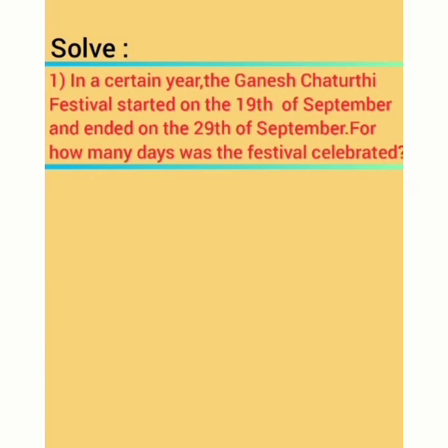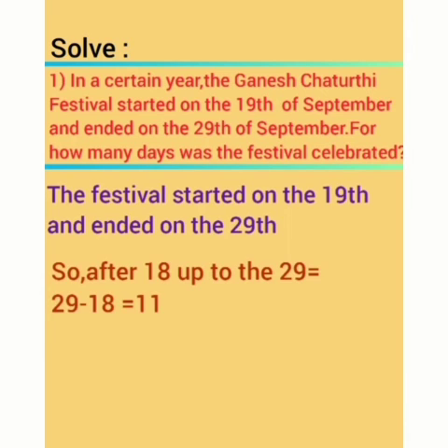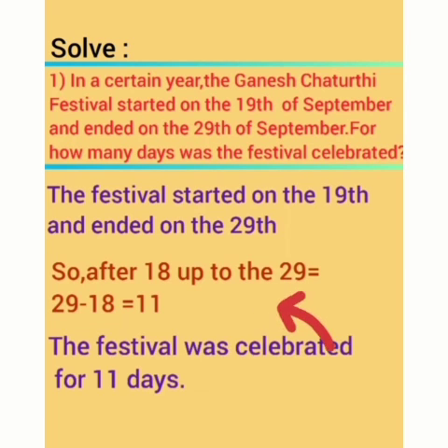Solve. In a certain year, the Ganesh Chaturthi festival started on the 19th of September and ended on the 29th of September. For how many days was the festival celebrated? Students, tell me, the festival started on the 19th September and ended on 29th September. Count the days. So after the 18th up to the 29th September, subtract 18 from 29 is equal to 11. The festival was celebrated for 11 days.